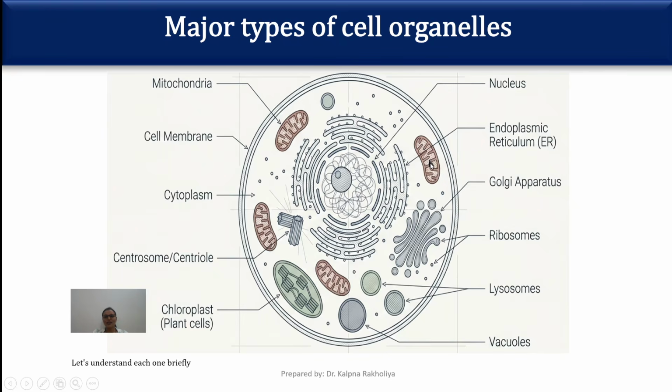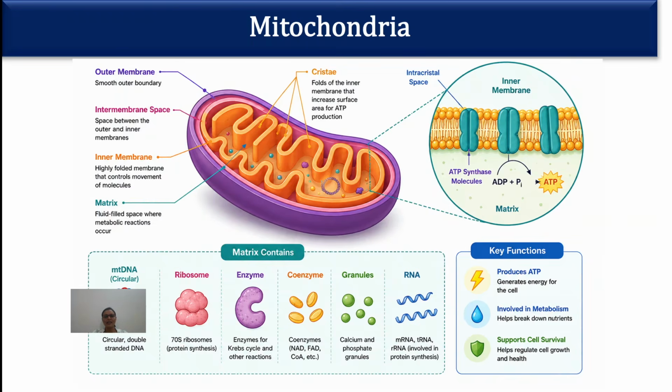So mitochondria, chloroplast, right? Then centrosome, centrioles. Cytoplasm is not an organelle, but all organelles are present in the cytoplasm, so today we also cover this topic, cytoplasm, right? So let's start in detail with the different organelles. First, today we are looking at the mitochondria.